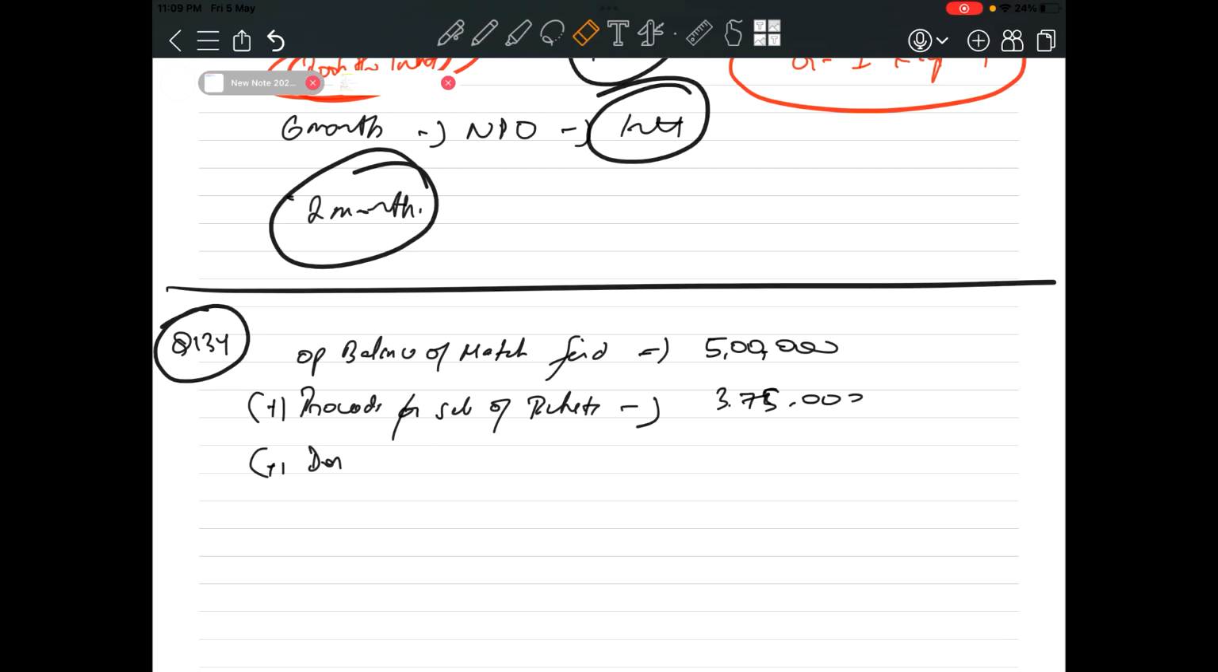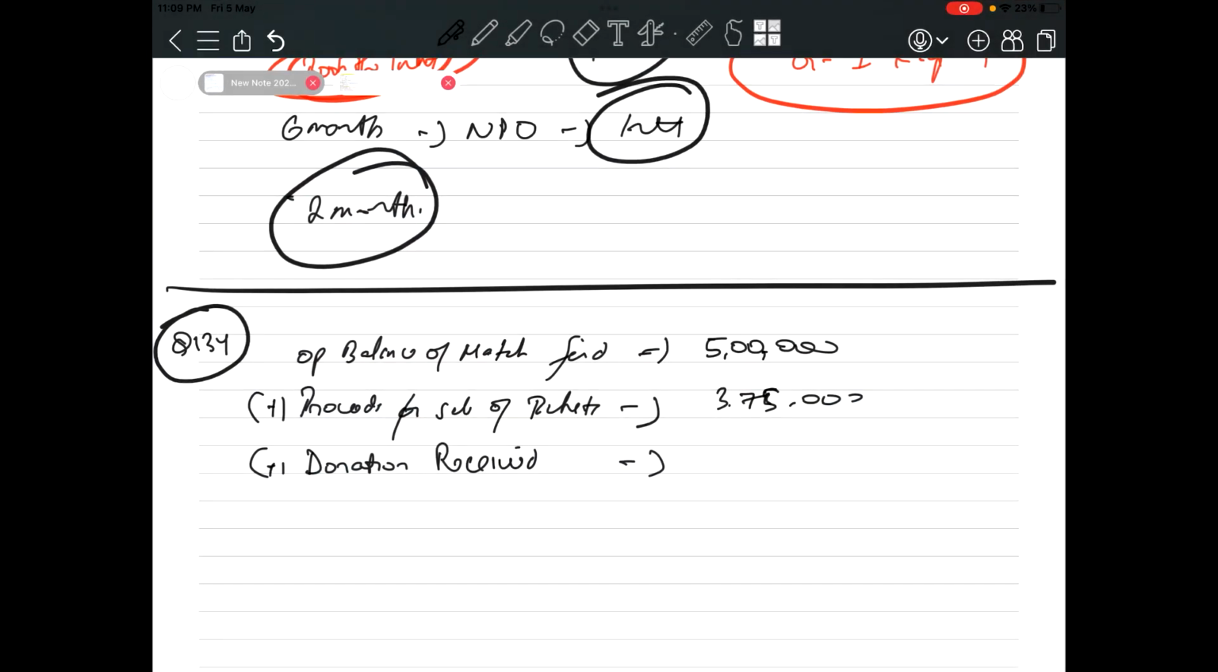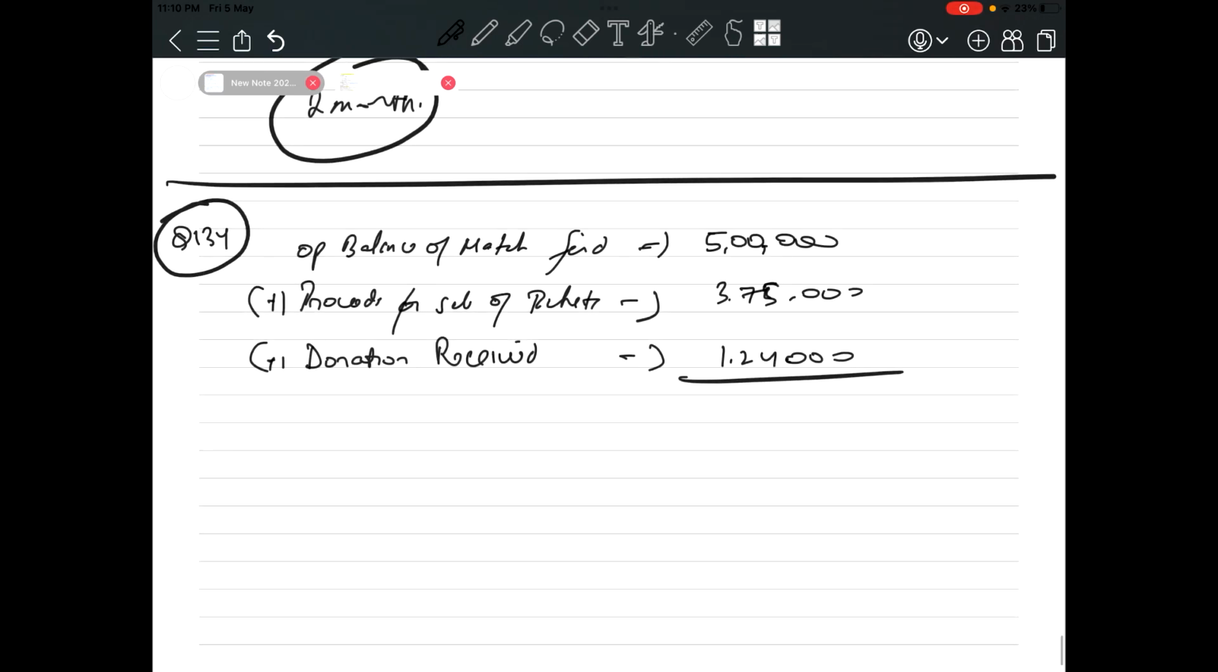Donation received. What is the amount of donation we have received? 1,24,000. Okay, 1,24,000. Now what is the total amount we have for organizing a tournament? Okay, let's see. We'll add 5,000. Sorry, we'll add 5 lakhs. We'll add 3,75,000 and we will add 1,24,000.